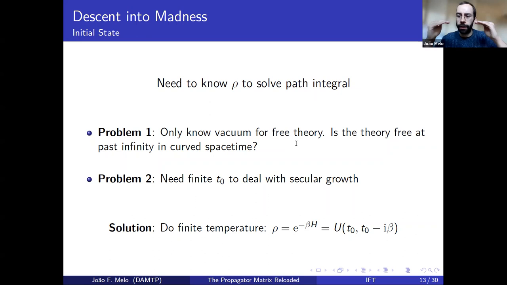So I want to put my initial conditions at t0. And even despite my doubts that the theory is free at past infinity, everyone agrees that the theory is not free at some finite time. If you're at finite time, of course the theory isn't free. Even at zero temperature, the particles are a finite distance away and they interact, even if the interactions are local. If t0 is finite, the theory surely isn't free. So I need to know how to write down a state for an interacting theory at some finite time in the past.